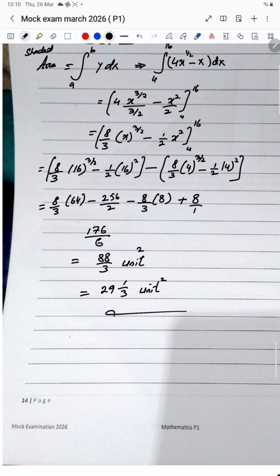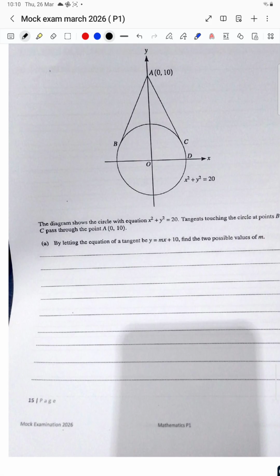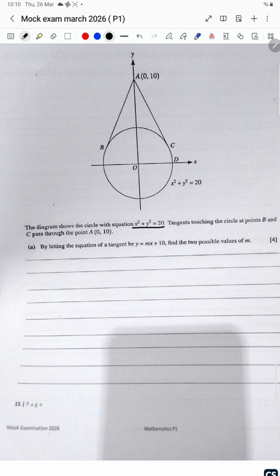Easy. Okay, now here goes a question taken from the topic coordinate geometry and circle. The diagram shows a circle with equation, this means the center is 0, 0 and the radius is square root 20. The tangents touch the circle at points B and C, and pass through the point A, the common point of intersection of the two tangents. By letting the equation of the tangent be in this form, find the two possible values of m.